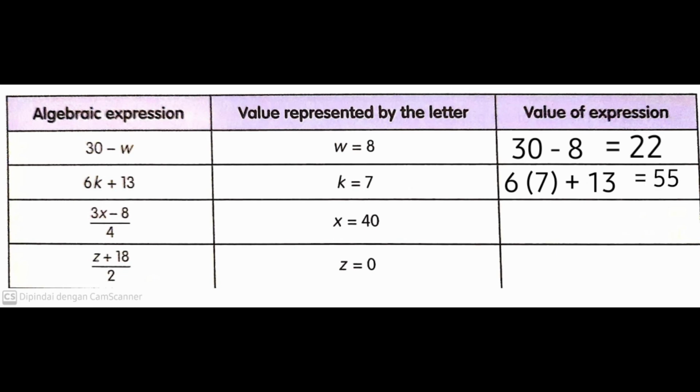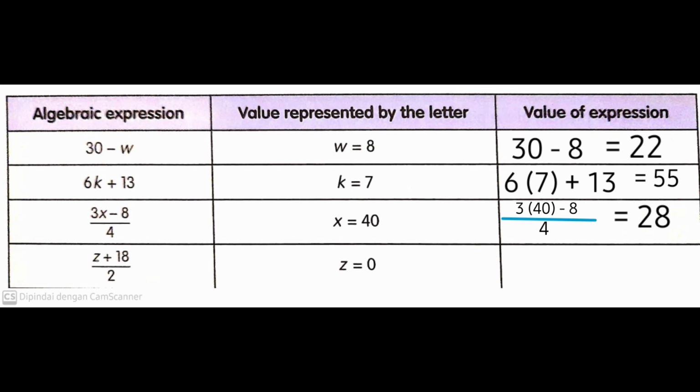Okay, next, number 3. 3x minus 8 per 4. If x equals 40, what is the value of the expression? Yes, that's right. 3 multiply 40 minus 8 per 4. Can you guess the answer? Yes, that's right. The answer is 28.